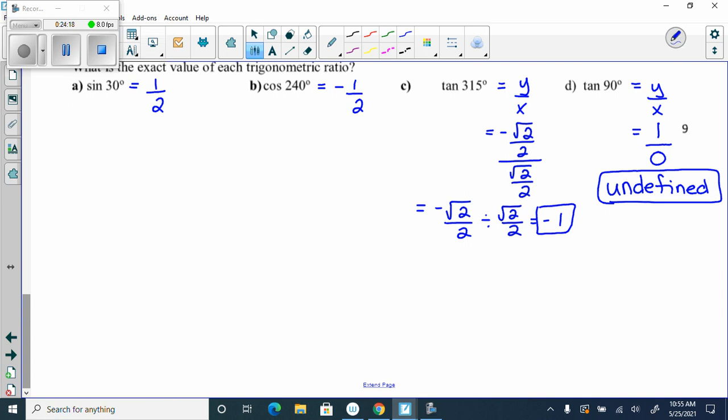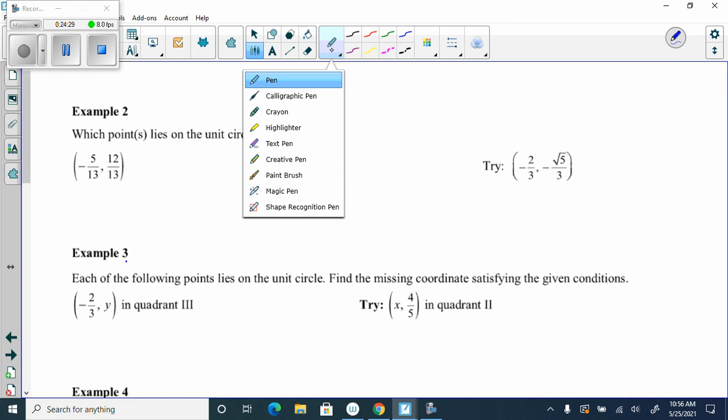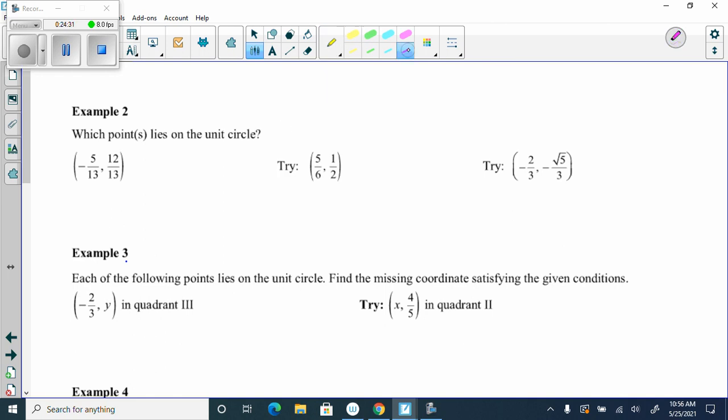Okay. Flipping over to something new. Yay, I know. So, which points lie on the unit circle? This is what you need to know. This is going to come up in grade 12 as well. I'm going to highlight this, and every time I see this, I think this. On the unit circle. When I read on the unit circle, I immediately highlight it, because if it's telling me it's on the unit circle, it follows the equation x squared plus y squared equals 1. Now I'll explain why.